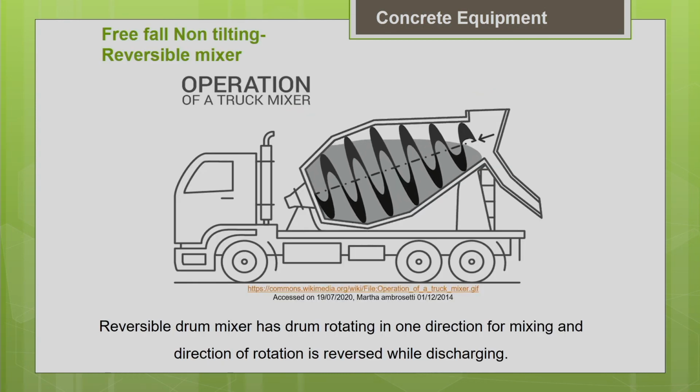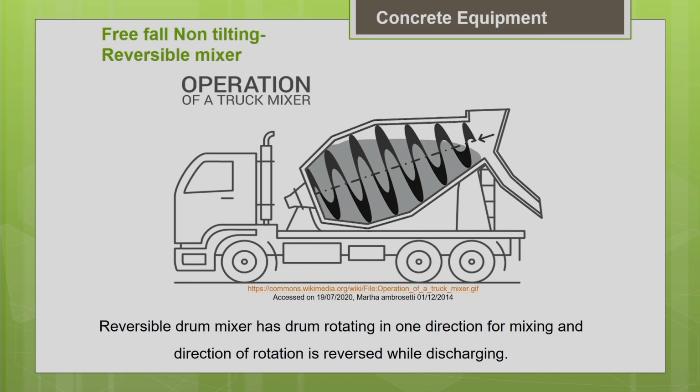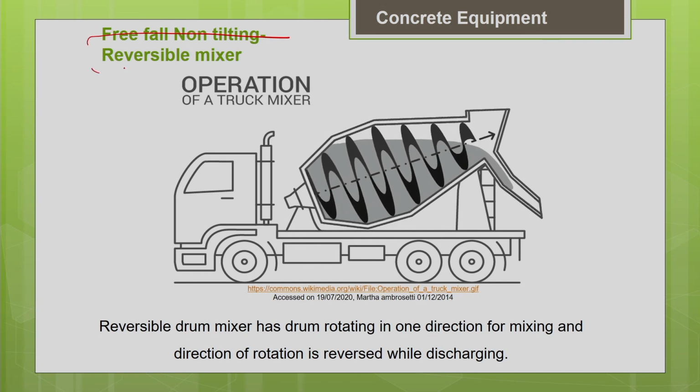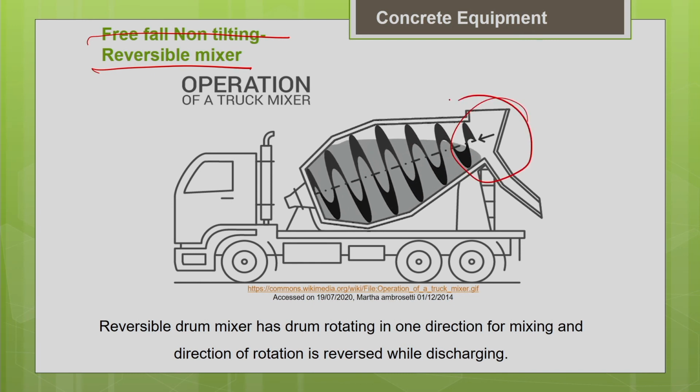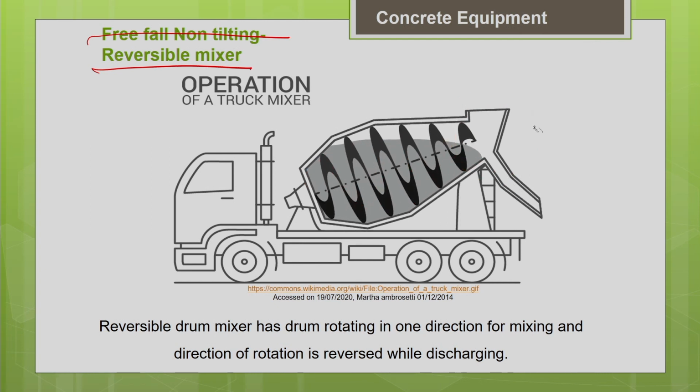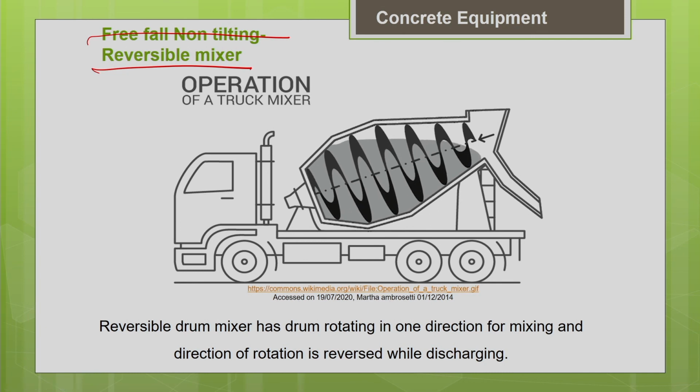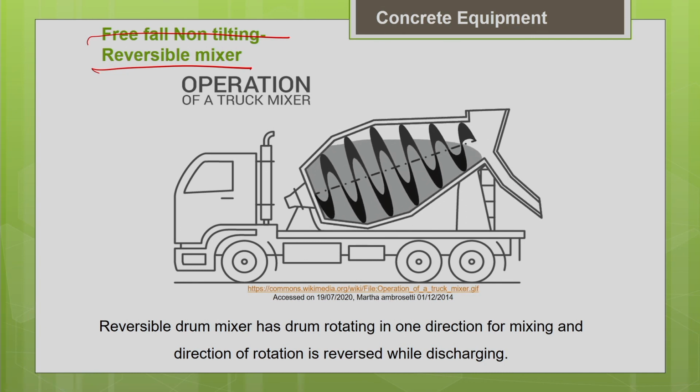Your RMC transit mixer is also an example of a free fall non-tilting reversible mixer. Here also you can see there is only one opening. You have a spiral blade arrangement inside. When you feed in the material, you have to rotate in one direction. When you want to discharge the concrete out, you have to rotate in the opposite direction.